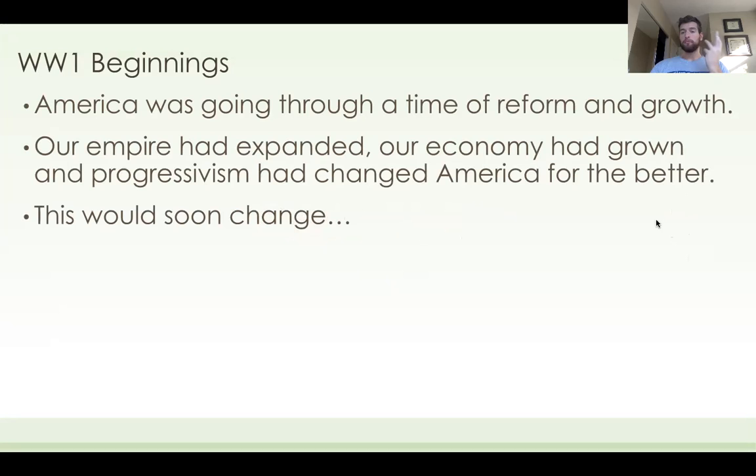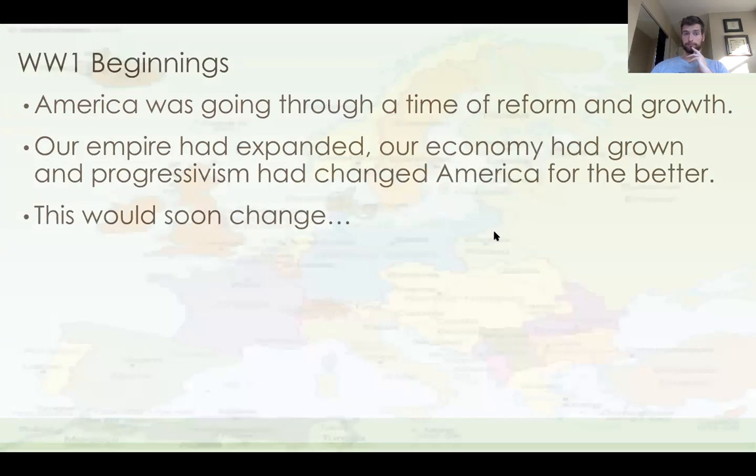So for us in the United States, we were going through a time of a lot of reform and growth. We just came out of the progressive era, and now we're entering our new era as the war is going to begin. Our empire had expanded, our economy had grown, and progressivism really changed America for the better. But problems would soon arise from thousands of miles across the Atlantic Ocean, from what was going to go on in Europe.